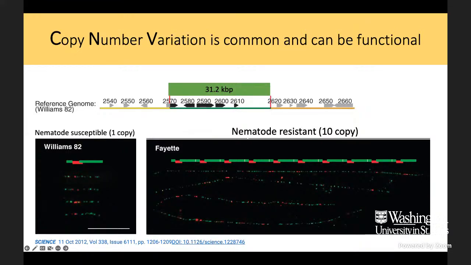It can contribute up to 10% of the human genome, and sometimes it can be functional. For example, in soybean, the green color means the base unit, a 31 kbp replication unit. In the William 82 cultivar, it only has 1 copy, but in the 38 cultivar, there are 10 copies. Scientists have found this high copy number is related to nematode resistance, and this knowledge has been applied in multiple commercial soybean cultivars.